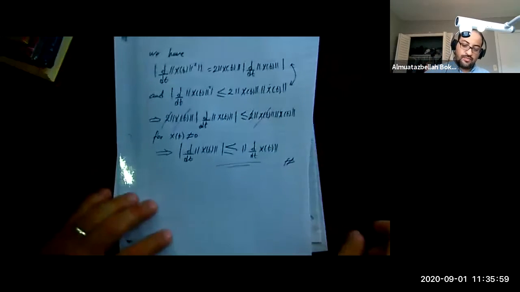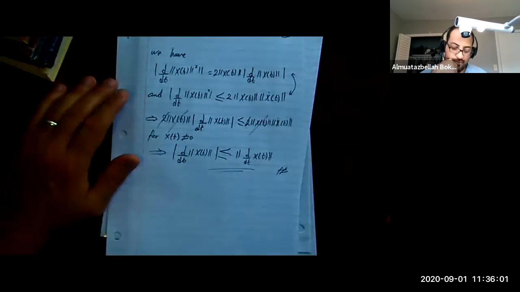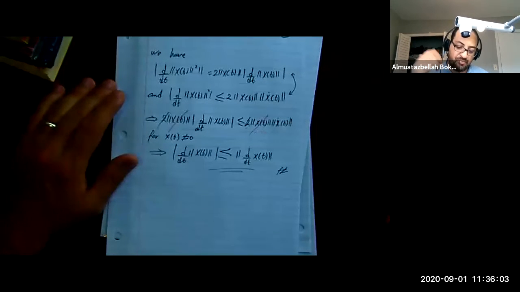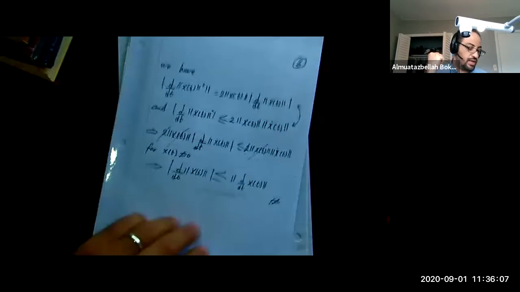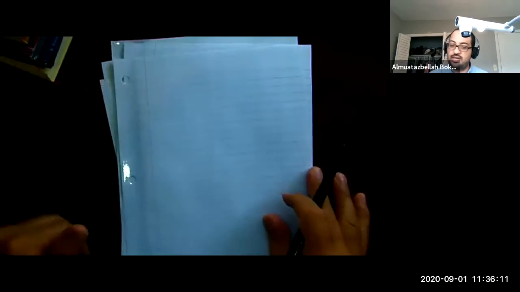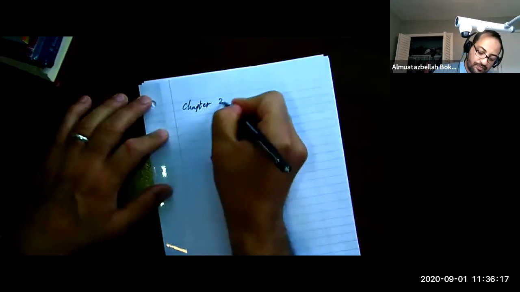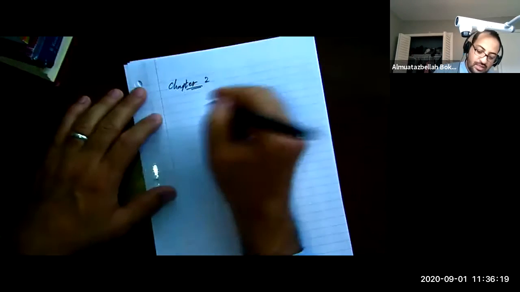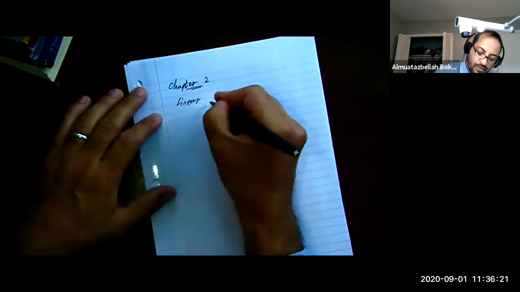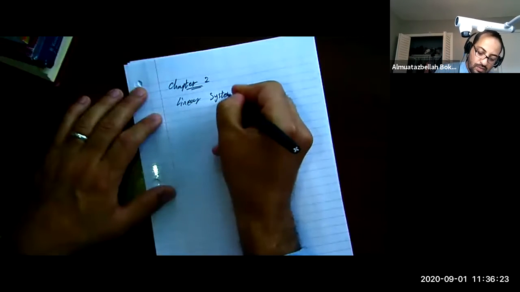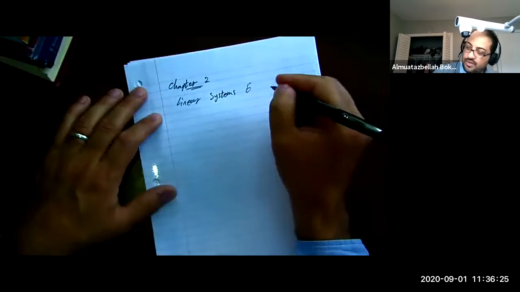Okay, so this concludes our discussion of matrix algebra and the norms and all that. Now I'd like to start discussing linear systems equations, or models of linear systems. So this is basically chapter 2 of the book, which is linear systems equation.